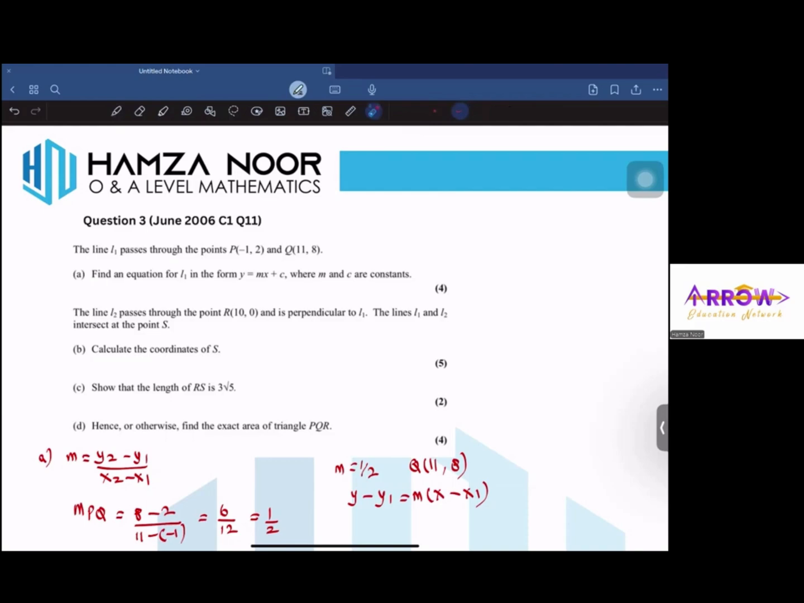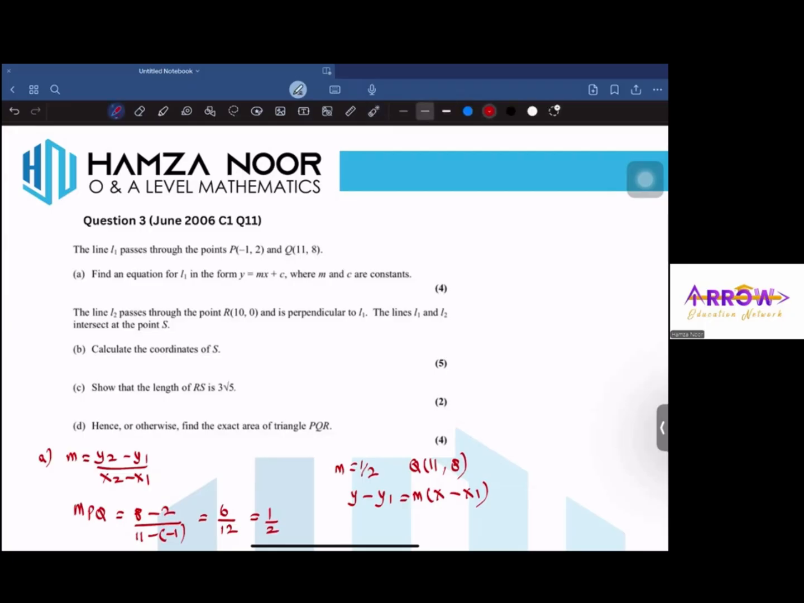Alternatively, you can use this form as well: y = mx + c, and use the gradient and the coordinate Q (11, 8), first find the value of c, and then express the equation of the line in this particular form which is required in the question. But I'm using this approach over here, so both approaches are completely fine.